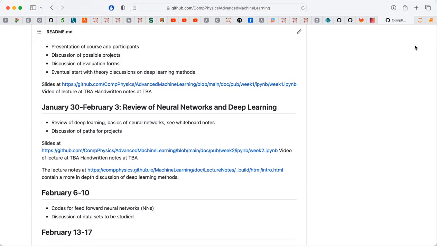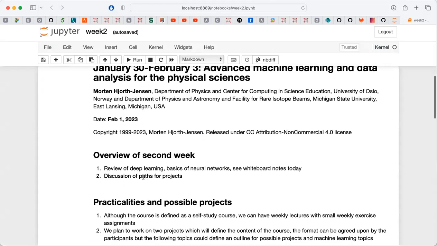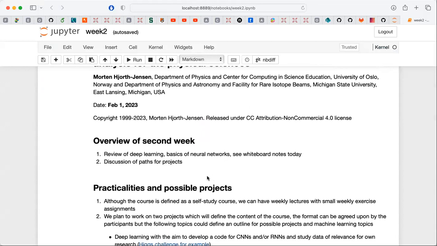So let me quickly switch to the Jupyter Notebook. Right after the lecture, I'm going to post the handwritten notes and also the video of these lectures. And you can also dive into my old lecture notes, and these will be updated with more information. But into this week 2, the second week which we are in now, this is roughly what I wanted to talk about today. So a review of deep learning, some of the basics of neural networks, and we are going to essentially do this through a whiteboard. And then we are going to discuss possible paths for projects here.